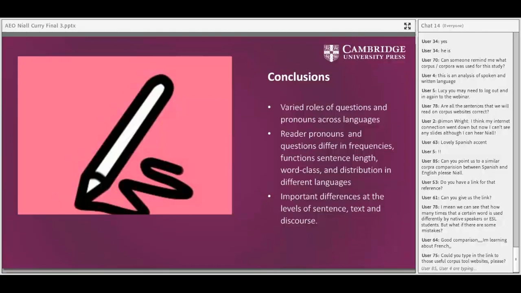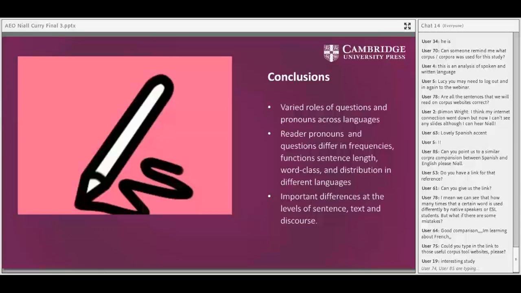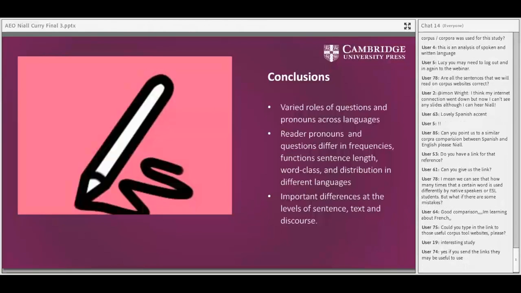And so just to conclude, what we saw is that there are varied roles of questions and pronouns across the languages, so that although they share some functions, how these functions are distributed and what their roles are is quite different. The reader pronouns and questions differ in frequencies and function, sentence length, word class, and distribution within languages. So there are so many different ways that they can differ.